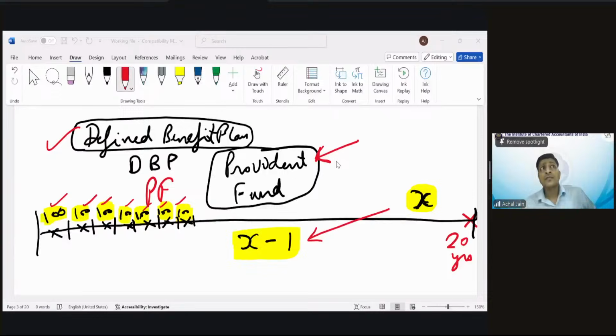But there could be one more scenario wherein the employee is terminated. That will not fall within this. Clear? Khushi, clear on this now?